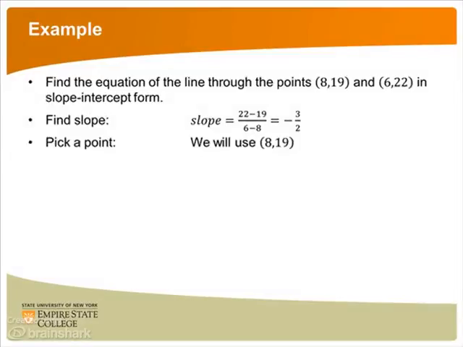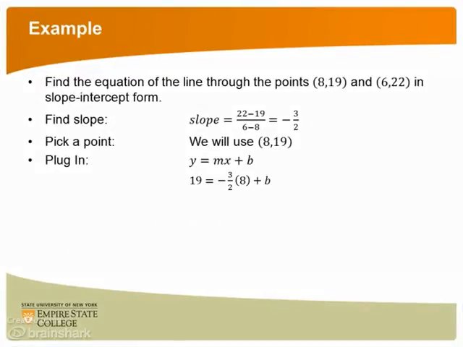Now we need to pick a point. We choose the point (8, 19). We want to plug into the slope-intercept form, which again is y equals mx plus b. Our slope is negative 3/2, the x value of our chosen point is 8, and the y value is 19, so we plug those numbers into the appropriate parts of the formula.